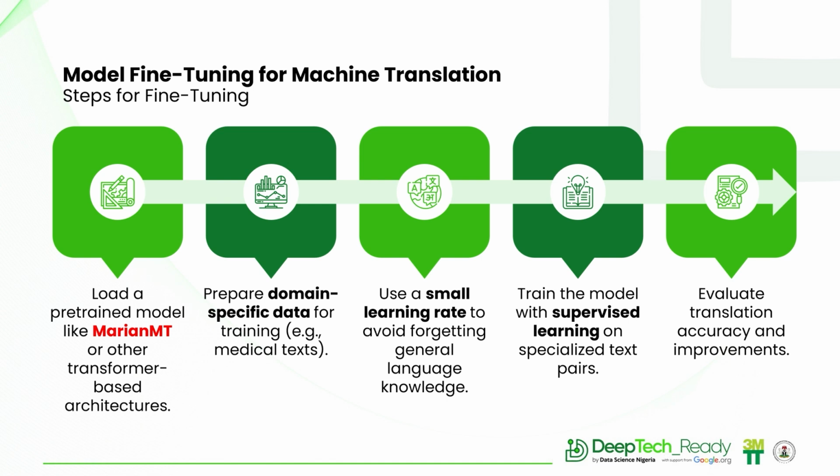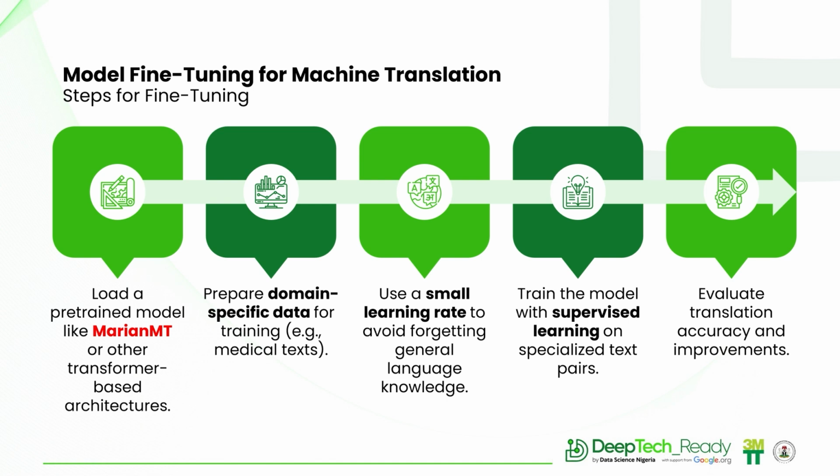Once this is ready, you go ahead and train your model. You use supervised learning to teach the model how to translate or interpret domain-specific tasks. After training, you evaluate and fine-tune your model further. Basically, you measure the translation accuracy using metrics like the BLEU, and then you refine the model with additional iterations as needed.